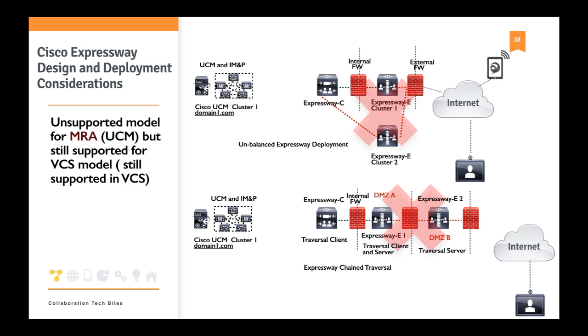The reason for that, some customers have multiple security DMZ layers and they wanted to have several components in several DMZs, or enable client-server components in a different DMZ requirement. So in this case, you have a traversal client with Expressway C, a traversal server and a traversal client in DMZ A, and another traversal server which is serving that client on DMZ A in DMZ B. However, this environment, what's called Expressway chain traversal, is not supported in mobile and remote access.